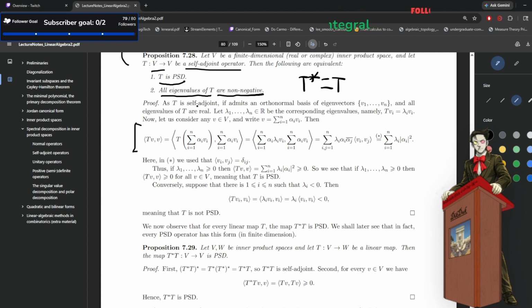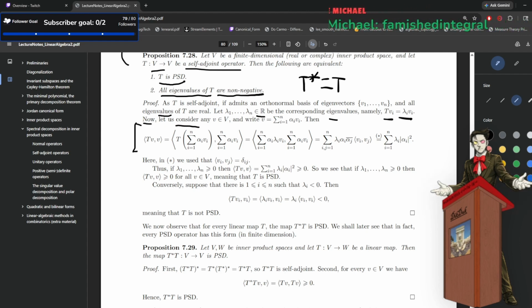Proof. T is self-adjoint if it admits an orthonormal basis of eigenvectors v1 through vn, and all eigenvalues of T are real. Let lambda 1 through lambda n be real numbers. So we already said that eigenvalues of T are real. Let lambda 1 through lambda n be the corresponding eigenvalues. Right, this is supposed to be eigenvectors, I'm pretty sure. Namely, T vi is equal to lambda i vi.